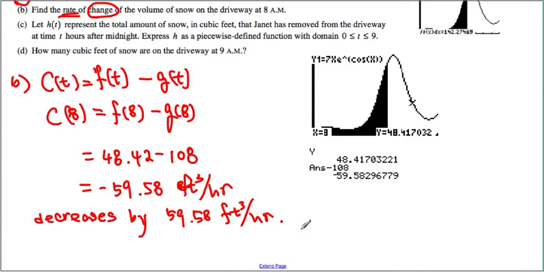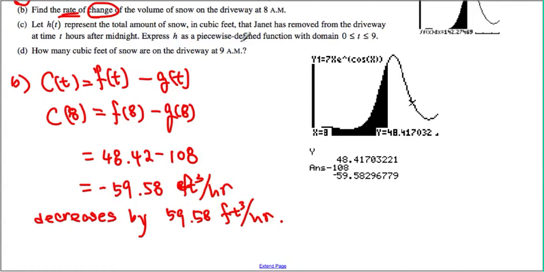Now let's look at part C. That h of t represents the total amount of snow in cubic feet. Total amount basically means, well, we have to integrate what was given. So Janet has removed from the driveway, at time t hours after midnight, expressed. So in this case, h of t, we are only concerned about the amount of snow that Janet has removed. We're not talking about f, but we're only talking about g.